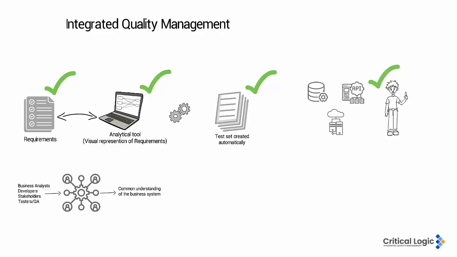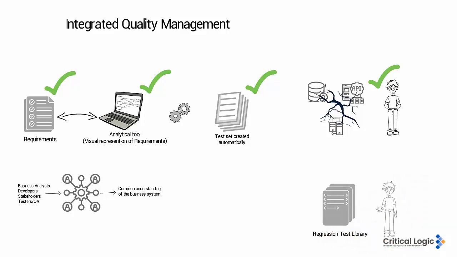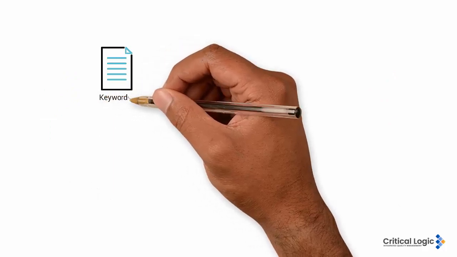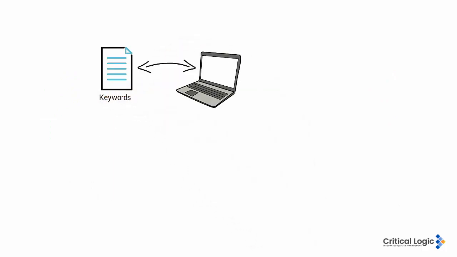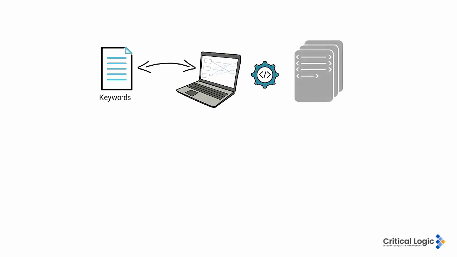Once the product has been deployed, it is critical to ensure that inevitable future changes don't break existing functionality and cause disruptions to the end users. This is most efficiently done with an automated regression test library, but it can be expensive and complicated to build and maintain this library. Using easily understood keywords, IQM Studio lets the same stakeholders that created the model generate automation scripts without ever having to write a single line of code.